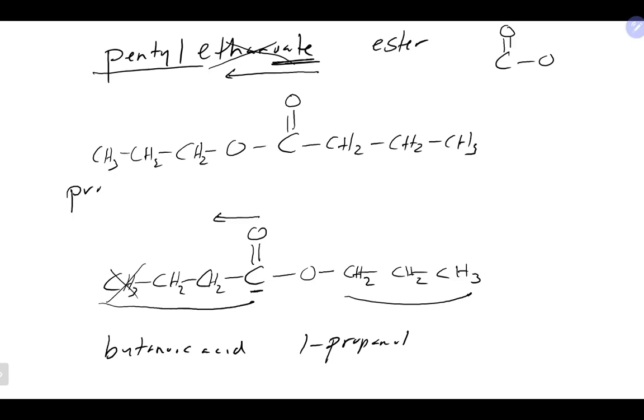So that's why the single bonded oxygen and the double bonded oxygen are important. Anything that is attached to the double bonded oxygen should come from the carboxylic acid. So that part of the name is where those carbons should be. And anything attached directly to the single bonded oxygen would come from the alcohol, and that's where those carbons should be.